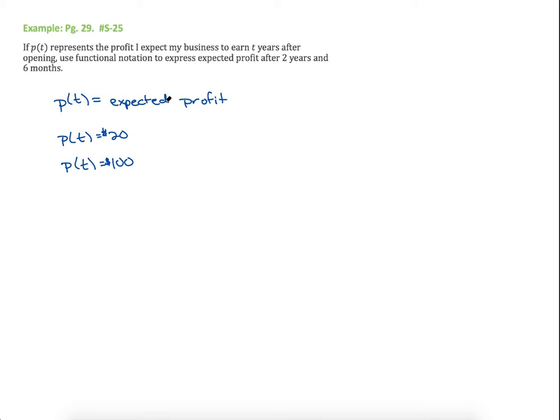Functional notation is when you write something like P of t, or f of x, or h of n. These are all different functional notations. We're asked to use functional notation to express what the expected profit is after 2 years and 6 months. So it's important for us to not only know what P of t stands for, but we need to make sure we understand what t stands for. t stands for the years after opening.